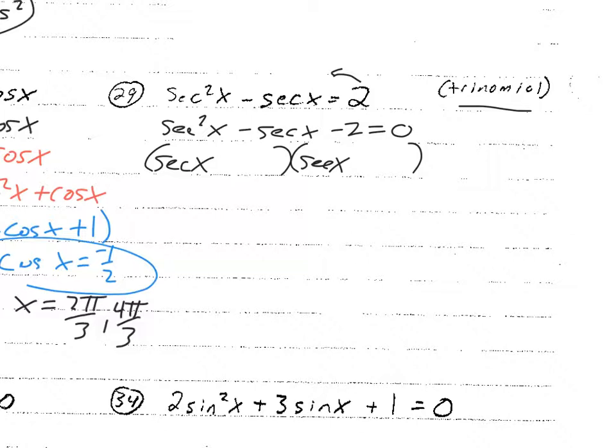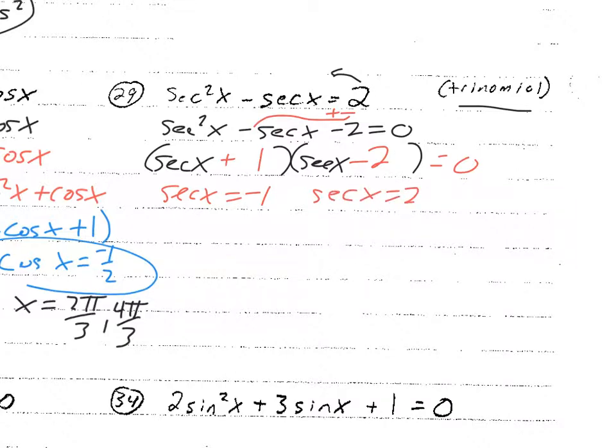And now I have to multiply to get a negative 2, so to get a negative 2, I'm going to have a positive and a negative. And to multiply to get 2, I want the bigger one to be negative, so that would be a 2 and a 1. And now I'm going to use my zero products. So for the first one, it's going to be the secant of x equals negative 1. And the second one, the secant of x equals 2.